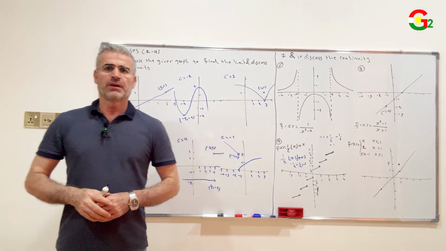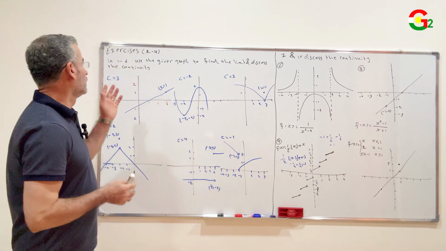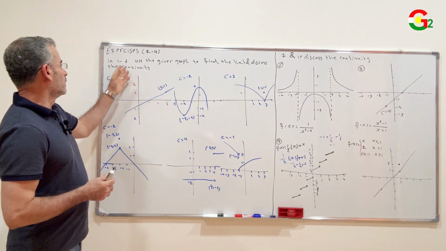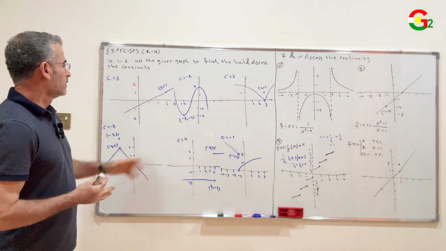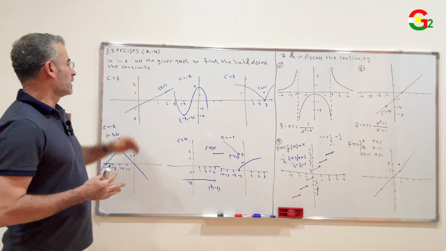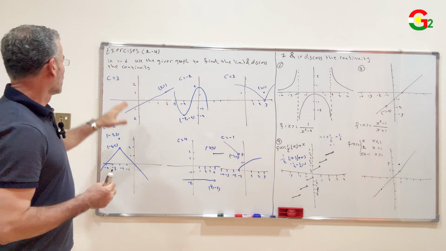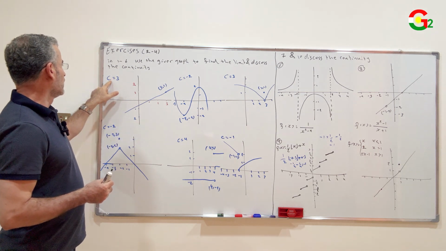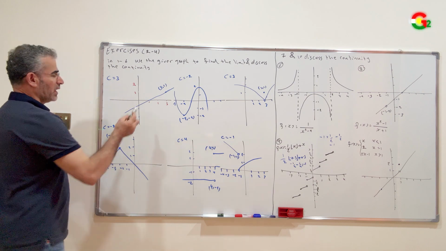Hello everyone, in this tutorial I'll solve the exercises of lesson 2-4. Question 1 to 6. Use the given graph to find the limit for the given point from left and right and discuss the continuity. Number 1, we have this graph. We want to find the limit when c equals 3 from left and from right.